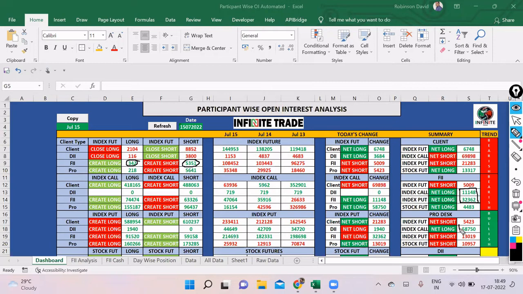And similarly, if you look at pros, they have also added shorts in the index future, and they are net long on call and net short on put. So this figure indicates that we may see volatility tomorrow. When I say volatility, that means we can expect a move like this, a strong up and strong down, considering the net long on both sides of call and put for FIs.